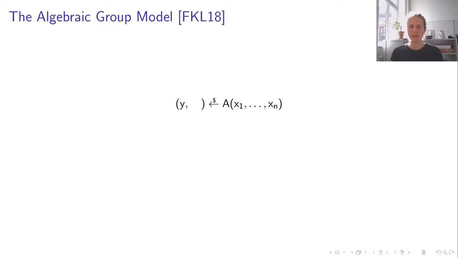Let's look at our main technical tool that we need for our reductions. We work in the algebraic group model. In the algebraic group model, whenever an adversary gets a group element as an input and outputs a group element, he needs to explain how he computed the output group element from the input group elements. More formally, this means the adversary needs to output a representation vector, which is a vector of exponents that explains how you can get to the output element using the input elements.